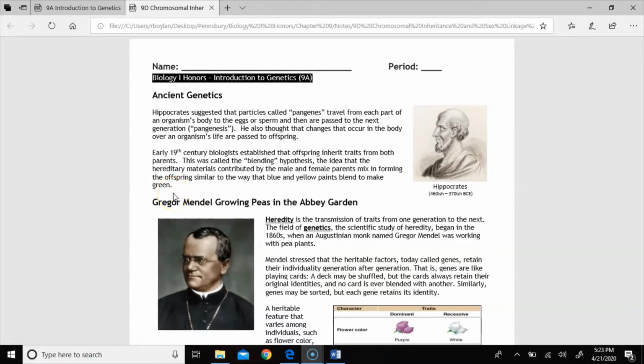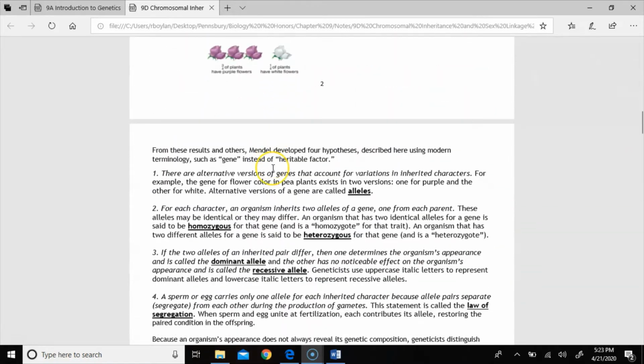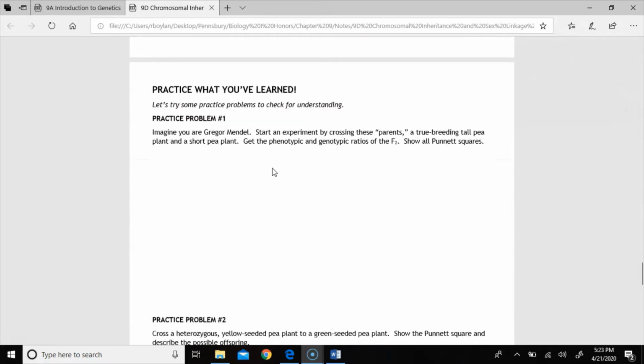Okay, so we're back into this worksheet that we started yesterday, Introduction to Genetics, and hopefully this made sense as we solved the problems together that were in here. So I asked you to try these 5 practice problems.